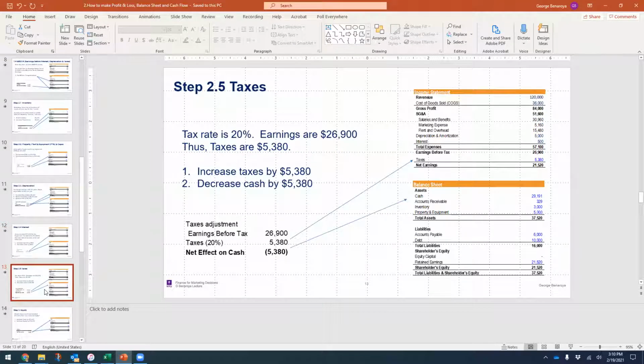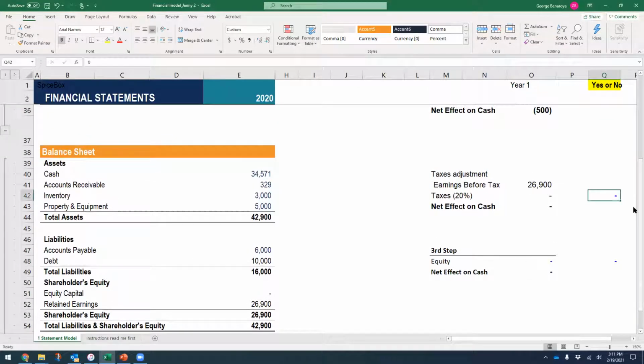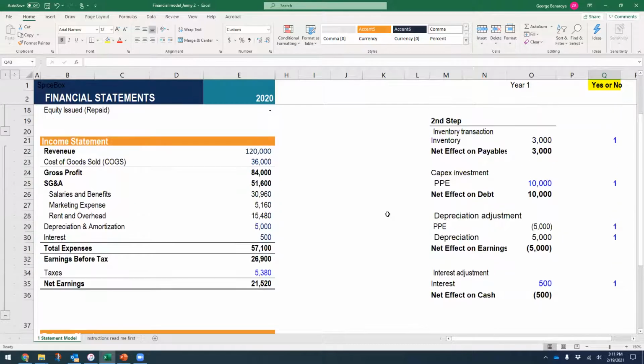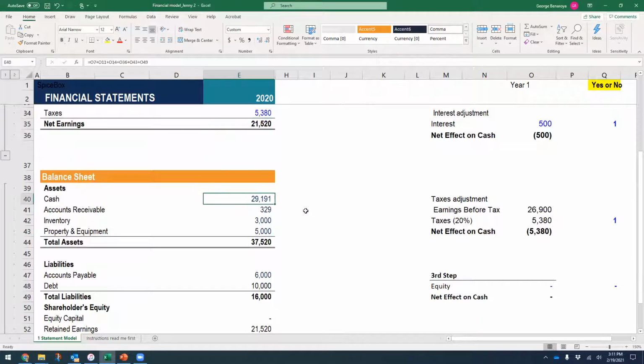Now let's look into taxes. Let's assume that the tax rate is 20%. So we look at our earnings before tax, and then we calculate 20% of that. And we put it into the line called taxes. And then we reduce cash by that amount. That is done by putting a 1 here into taxes, that will calculate the amount, and it will reduce the cash by the same amount. Here is the reduction in net earnings, and here's the reduction in cash.